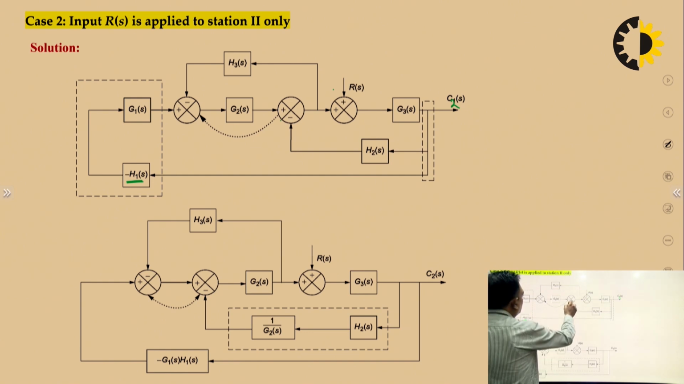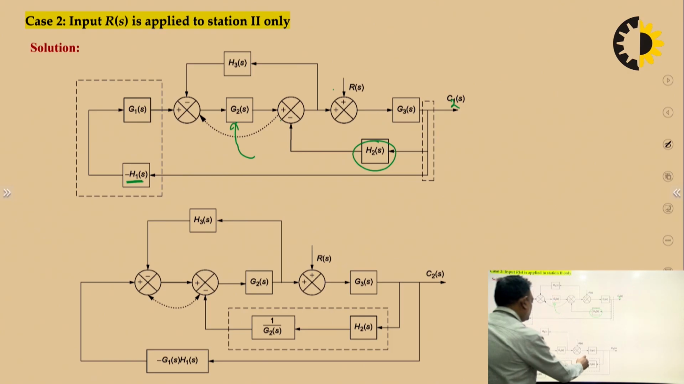Because the signal traversal direction is this, we are shifting the summing point from after a block to before it. In this case, this transmittance will be divided by the block transfer function. So it will become H2S upon G2S, or you can write H2S into 1 by G2S. And here G1S and minus H1S are in cascade, which are coming over here.